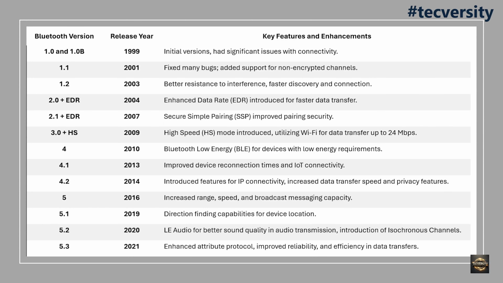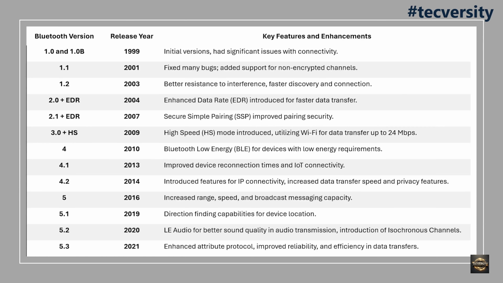So let's see how Bluetooth has evolved over the period. Like I mentioned, it has existed since 1999, since the inception of Bluetooth. The initial versions had a lot of challenges. There were significant issues with establishing the connection, and once established, the connection used to drop frequently. That was fixed in 2001. A lot of internal bugs and connection issues were resolved in the 1.1 version. However, the connection was still not encrypted.